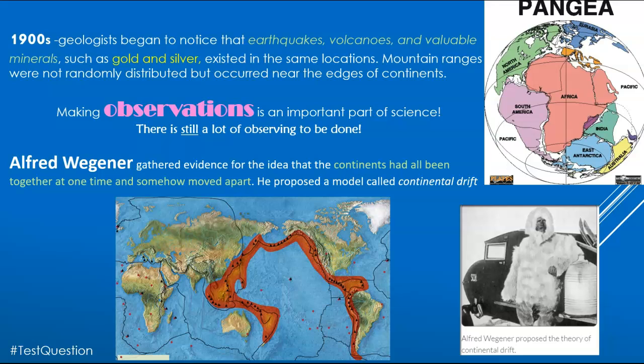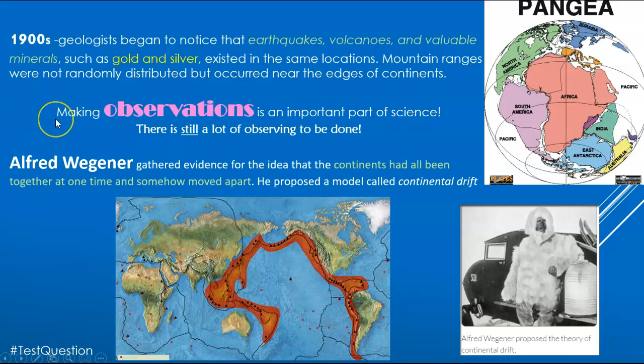Lesson 2.1 starts out by going over some of the history. How did we know that plates existed in the first place? If you stand outside and look at the ground, it's not obvious that there are different plates and that those plates have motion. But if you start to make a greater set of observations and look at a global perspective, geologists noticed that earthquakes, volcanoes, and valuable minerals like gold and silver existed in particular locations. You couldn't find them equally distributed all over the Earth, but they seem to occur along the edges of continents.